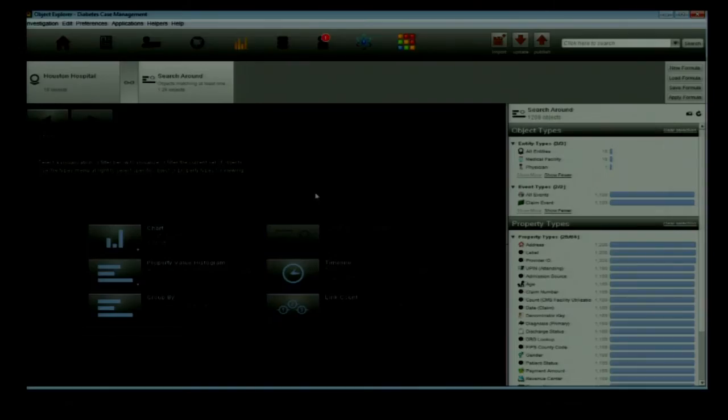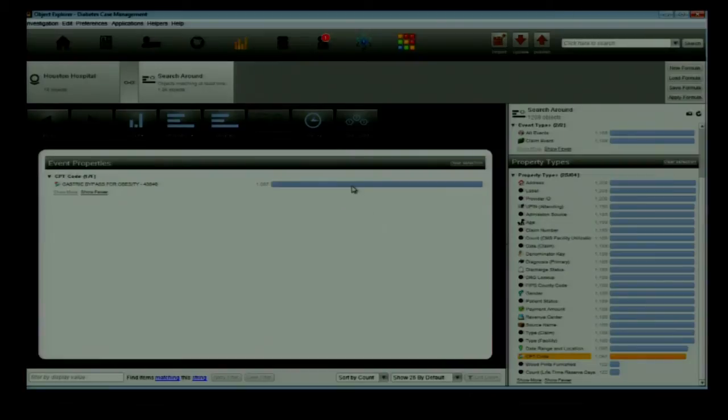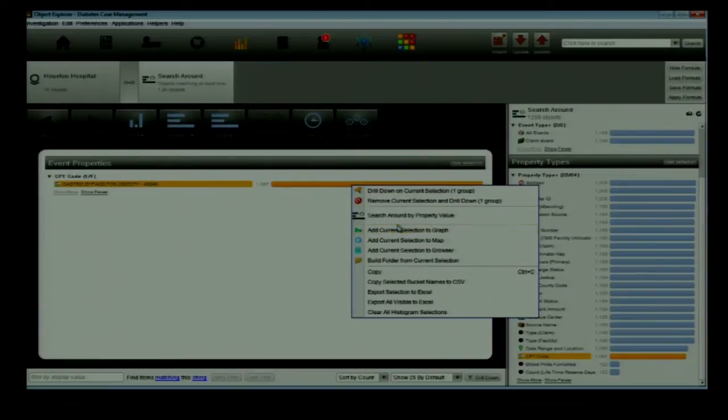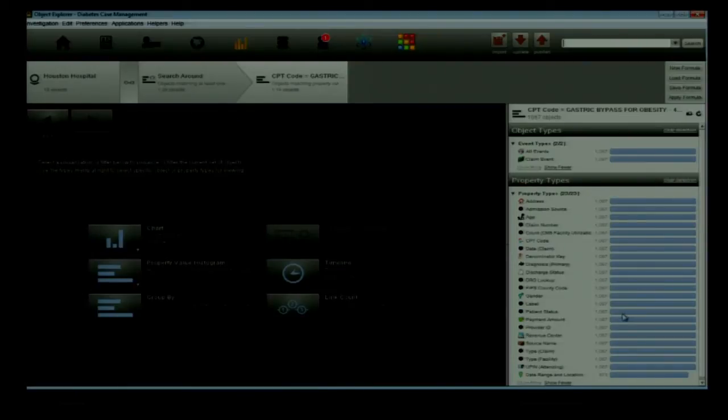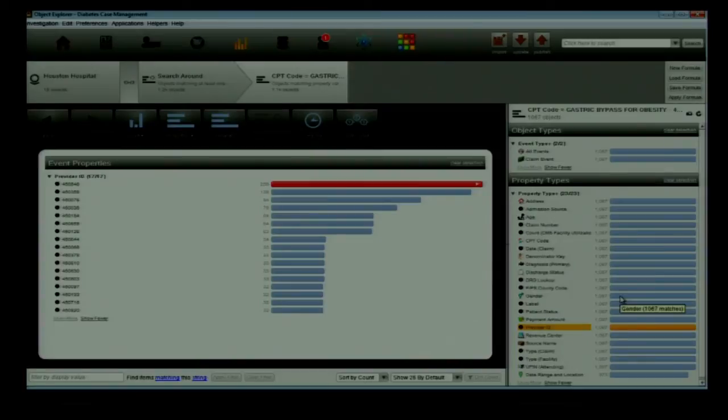And for the purposes of this demo, I've only brought in the gastric bypass CPT codes, but you can imagine for our entire data set, we'd have a lot more information here. So Object Explorer that Lauren's using right now is an interesting piece of user interface where it's based on this Horizon technology that I mentioned earlier, which was built to be able to query billions of objects in interactive time.